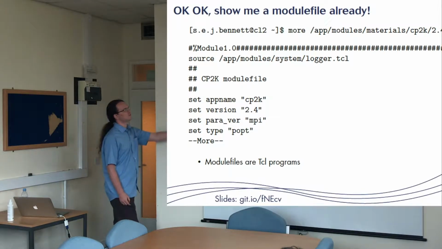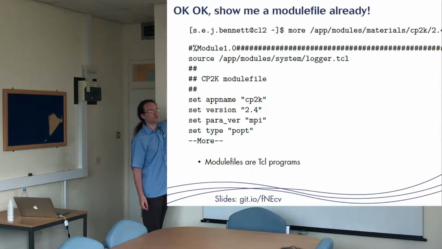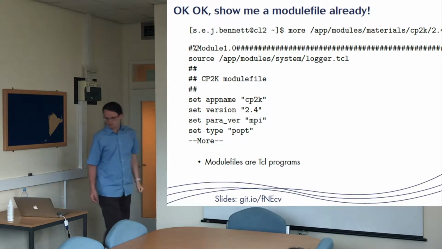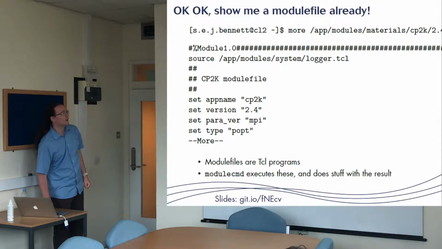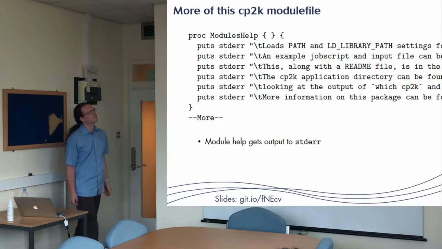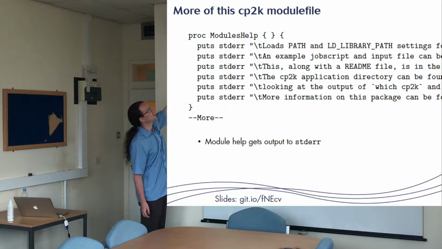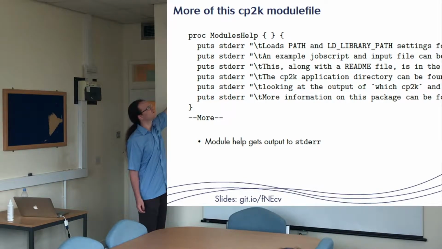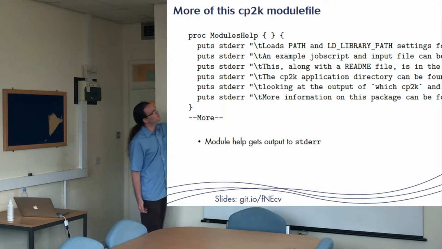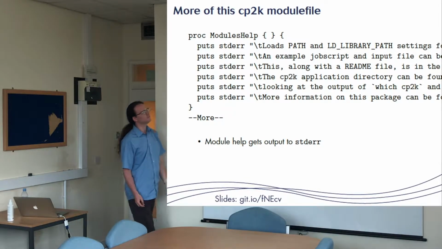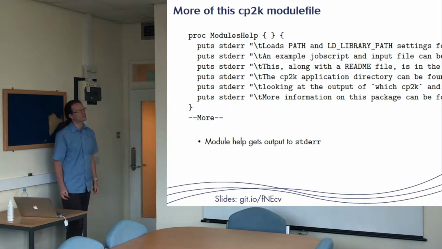You can set variables that the module CMD will then interpret, things like application name, version, that kind of thing that the module will need to know about. Then we look further down. It executes these and does stuff with the rest. Further down the file, we can see this is a help message. Every module, I think, has to define this module's help function that, if you ask for help on a module, tells you things about the module. You can see this is putting to standard error. We're starting to see where all these messages going to standard error were from.